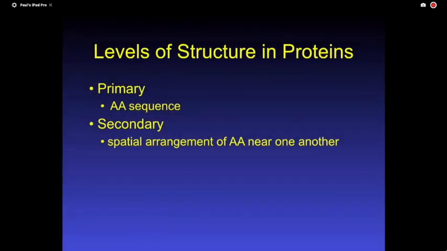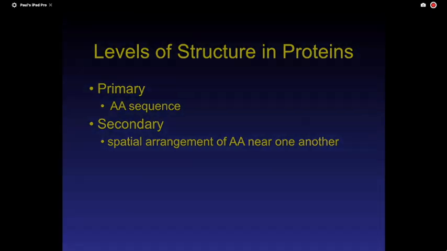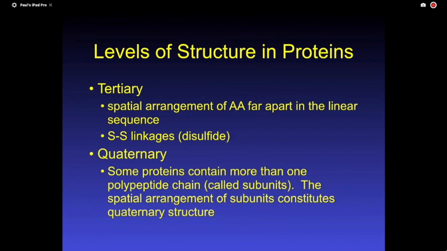So primary, the amino acid sequence, starting with the amino acid that begins and continuing all the way through. Secondary structure, spatial arrangement of amino acids near one another. Tertiary, spatial arrangements of amino acids far apart. Also, the disulfide linkages are classified in the tertiary structure. And then quaternary structure, more than one chain, or we usually call them subunits. Subunits could be the same protein, so you have multiple things of the same working together, or you could have different chains that are working together.